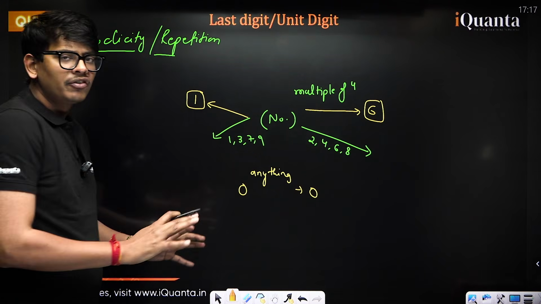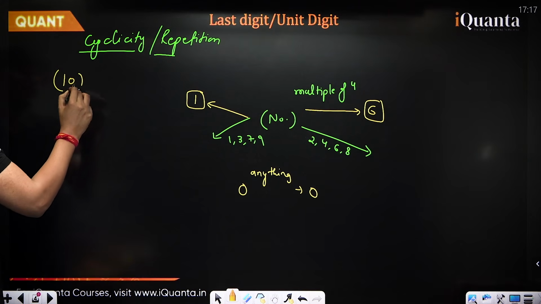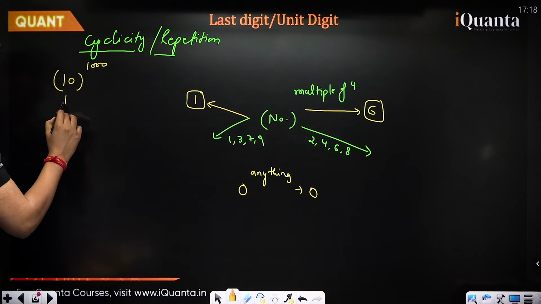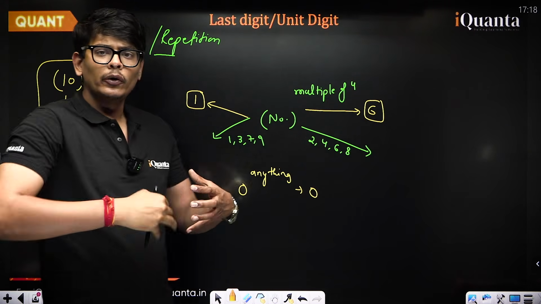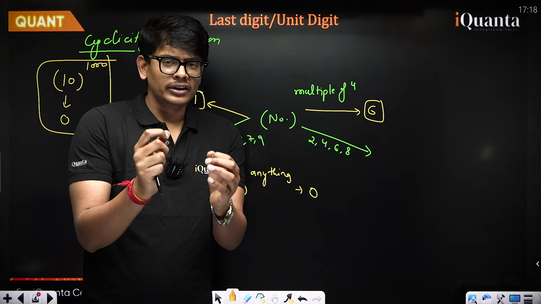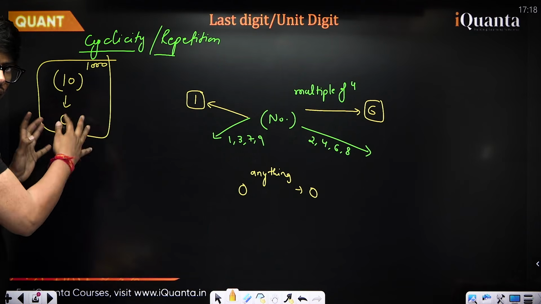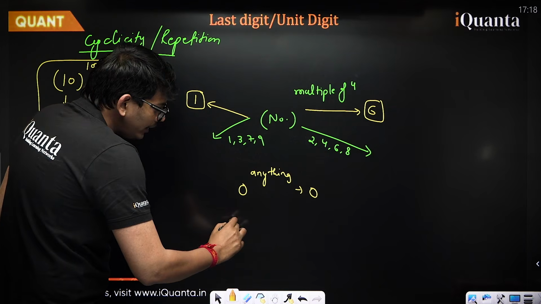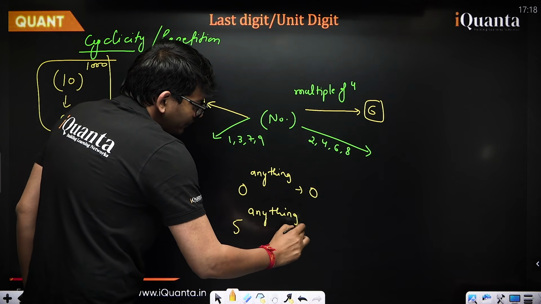So we will never focus on 0. That means if someone asks you 10 raised to the power 1000, what will be the unit digit? So unit digit will always be 0, right? Because 0 multiplied by something will always end with 0. So that's why we do not focus on this part much. That is already fixed. Similarly, 5 raised to the power anything always ends with 5.